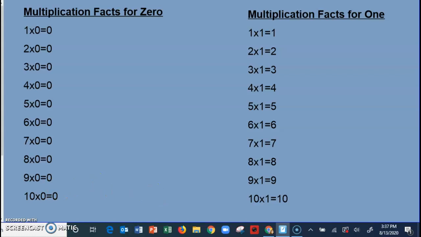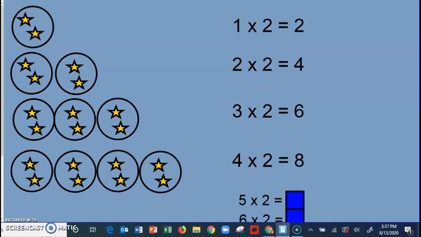All right, let's step it up just a little bit. We've done lots of examples where we've multiplied by 2. Let's just look at what kind of pattern multiplying by 2 creates. Here, if I have one group of 2, that equals 2. And remember, when we're multiplying, we're looking for the total number of items in our equal groups. Here, I have 2 groups of 2, so that's 4. Here's 3 groups of 2, that equals 6. 4 groups of 2 equals 8.